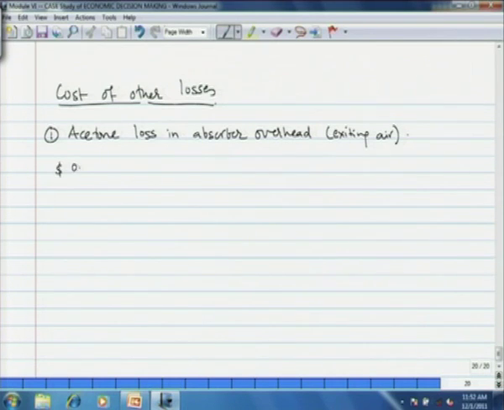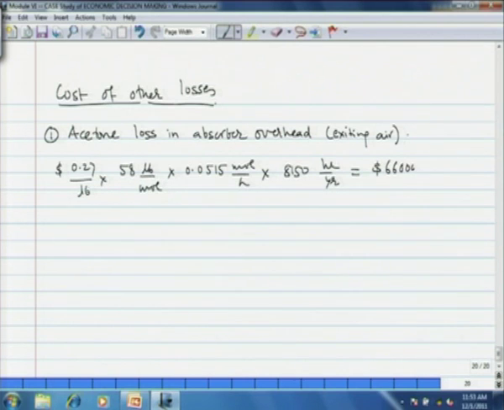The cost of acetone we assume to be 27 cents per pound, molecular weight 58 pound per mole. Then the amount of acetone in exiting air was 0.0515 mole per hour, and then the number of operating hours per year. So, this comes out to be close to $6,600 per year.